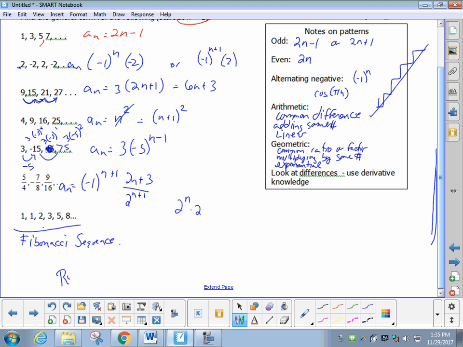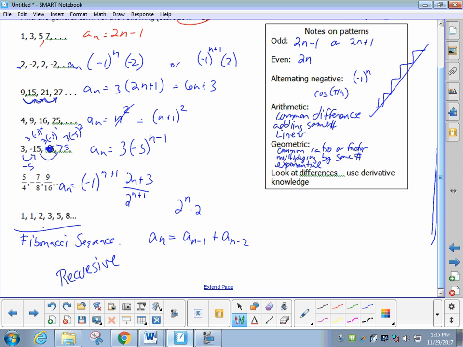When you need to build up to the term to get there, that's a recursive sequence. They're really unwieldy. They're hard to use because you have to build up to it. That doesn't allow you to jump to the 50th term, but it is what it is. In this case, the nth term would be the sum of the one before it and the one before that.